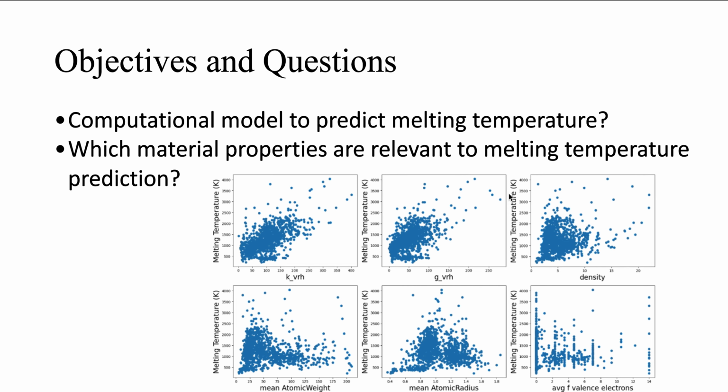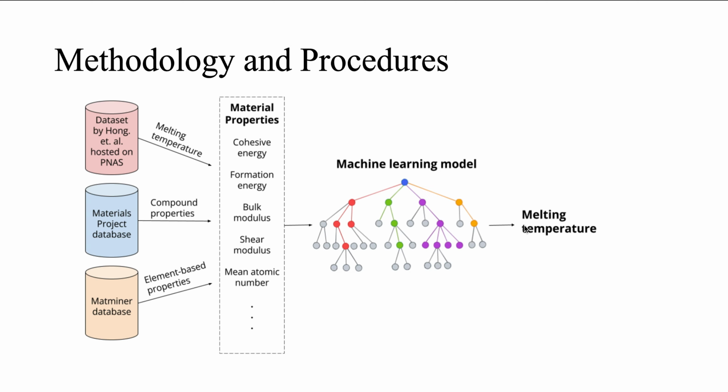If melting temperature can't be calculated directly, can computational models be used to predict melting temperature? And which material properties are relevant to melting temperature prediction? We see here a few graphs of a compound's material property, such as the bulk and shear modulus versus its melting temperature. These relations don't seem to be strictly linear, and there may not necessarily be a function of best fit through these plots. So how do we tackle this?